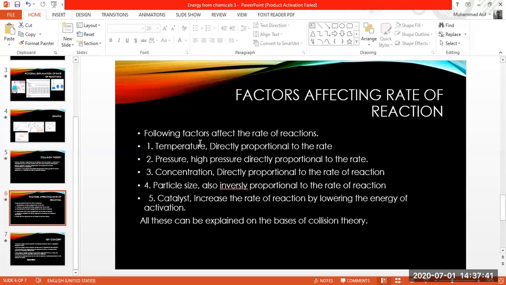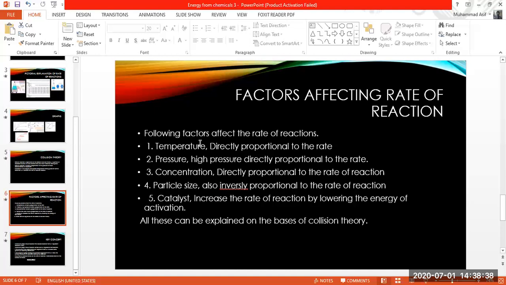Fourth is particle size. The particle size is inversely proportional to the rate of reaction. If the particle size is less, then the reaction will be fast. If the particles are larger, then the rate of reaction will be slower. For example, a big log of wood will burn slowly or with difficulty in oxygen. But if we break the big log of wood into smaller pieces, those smaller pieces can easily be ignited and burned. So the rate of reaction will increase as the particle size decreases.